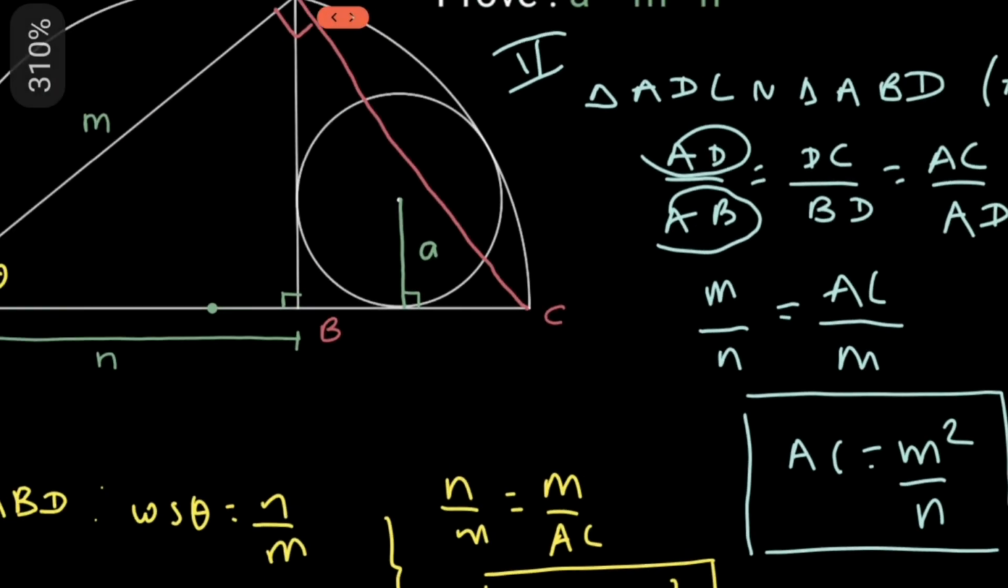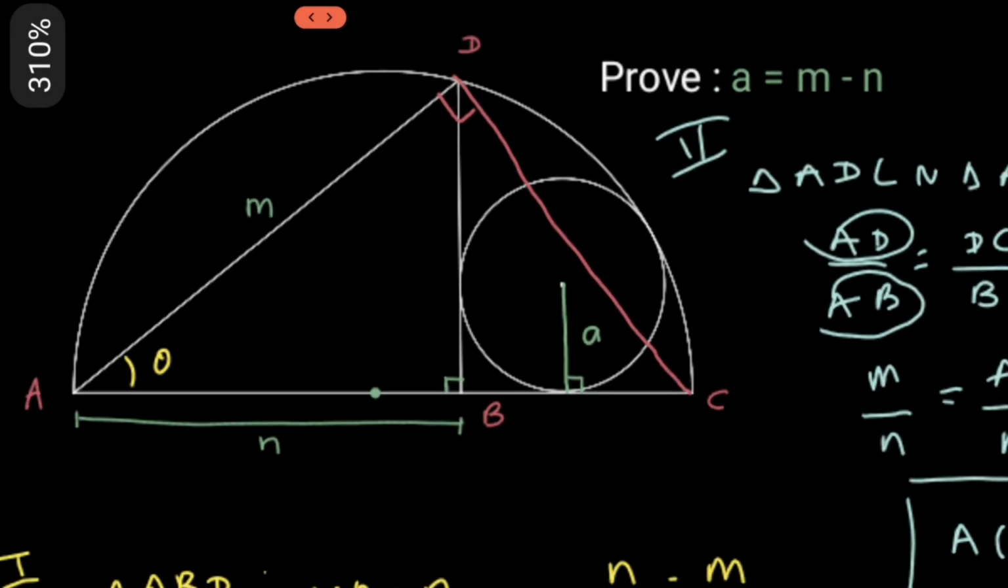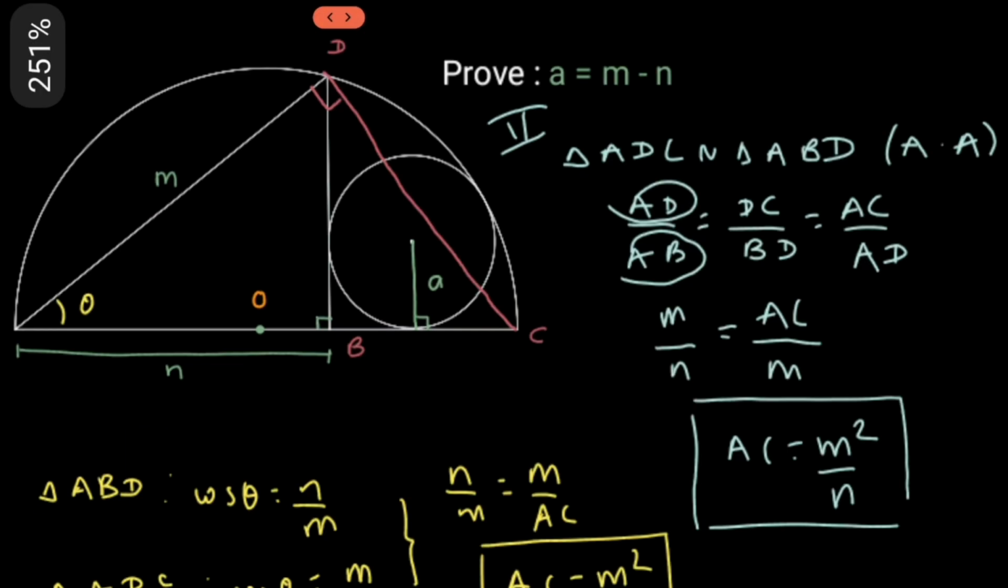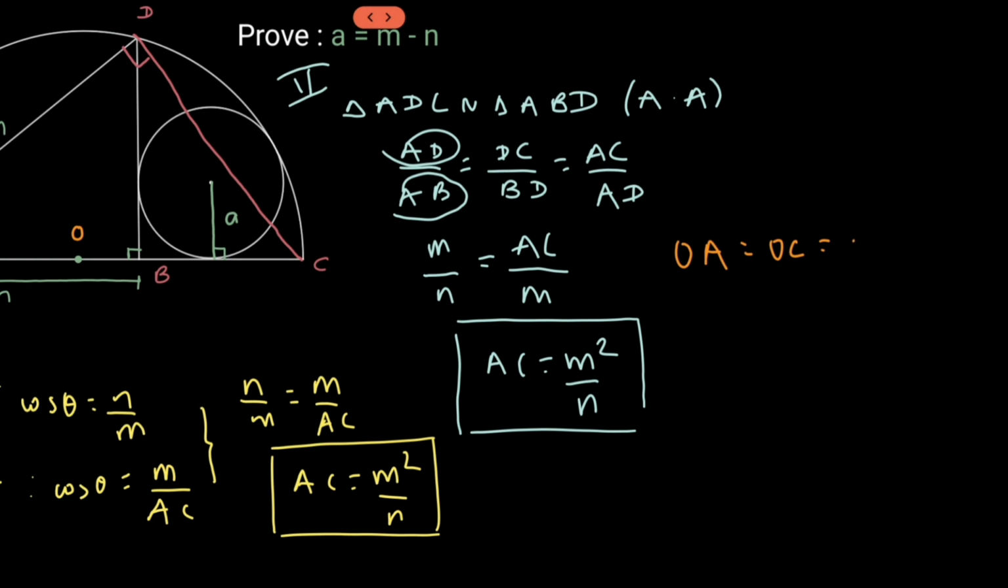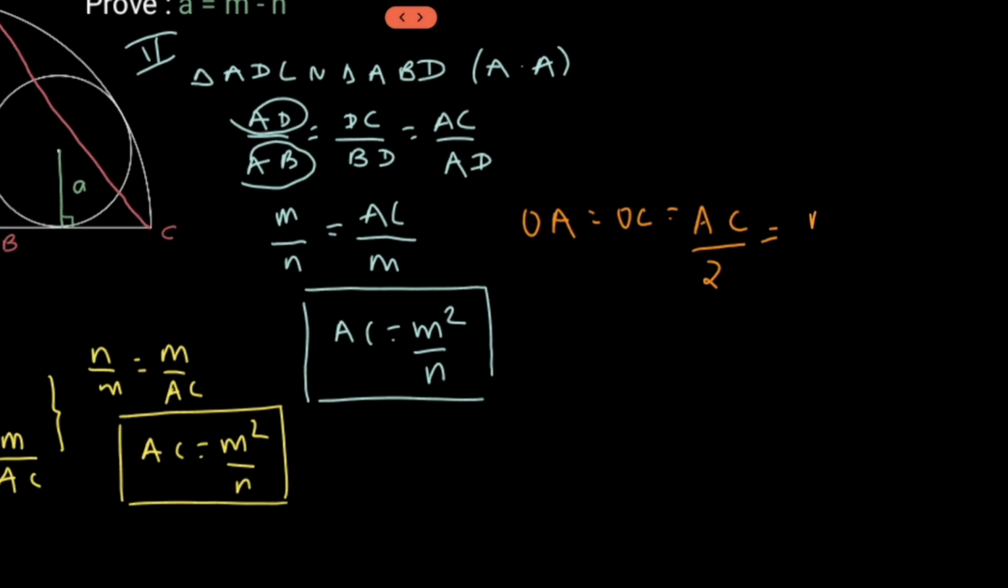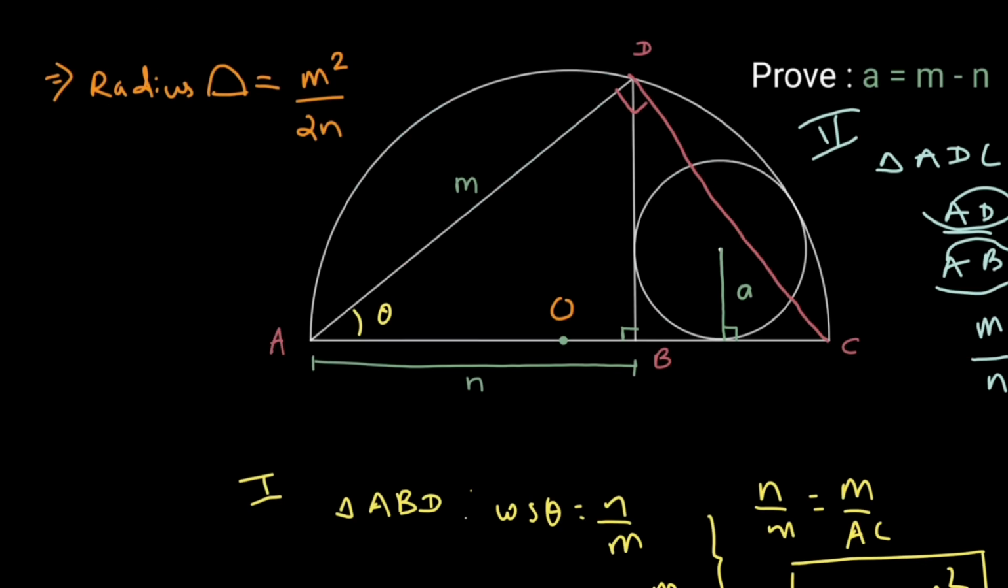So let this point, that is the center of this semicircle, be a point O. So the length of OA would be equal to OC, and that would be equal to AC upon 2, that's the diameter. So from both equations we have the value for AC, that is m square upon n. So this would be equal to m square upon 2 times n, and that is ultimately the radius of this semicircle. Okay, so here we have got the radius of the semicircle using this right angle triangle.